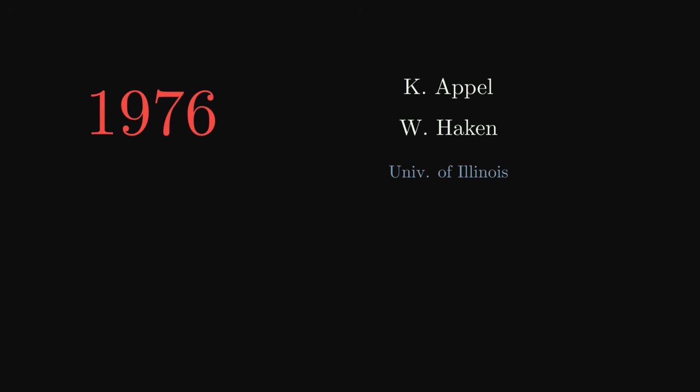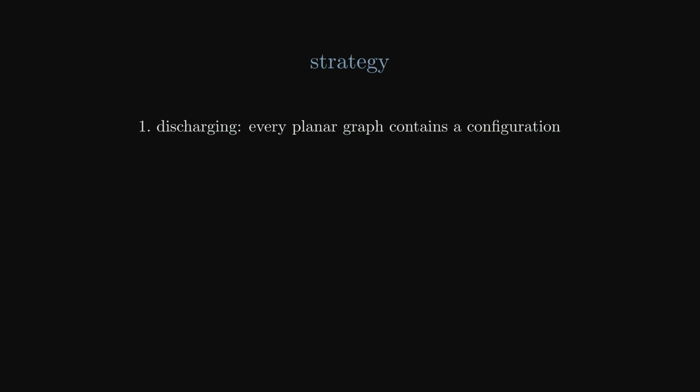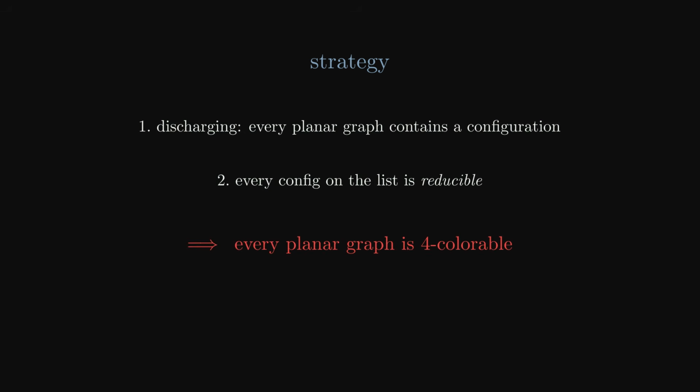The core idea is called the discharging method, combined with reducible configurations. A reducible configuration is a small piece of a graph with the following property. If every graph that does not contain it can be 4-colored, then every graph that does contain it can be 4-colored too. The configuration is, in this sense, removable from the question. The discharging method shows that every planar graph must contain at least one configuration from a fixed list.